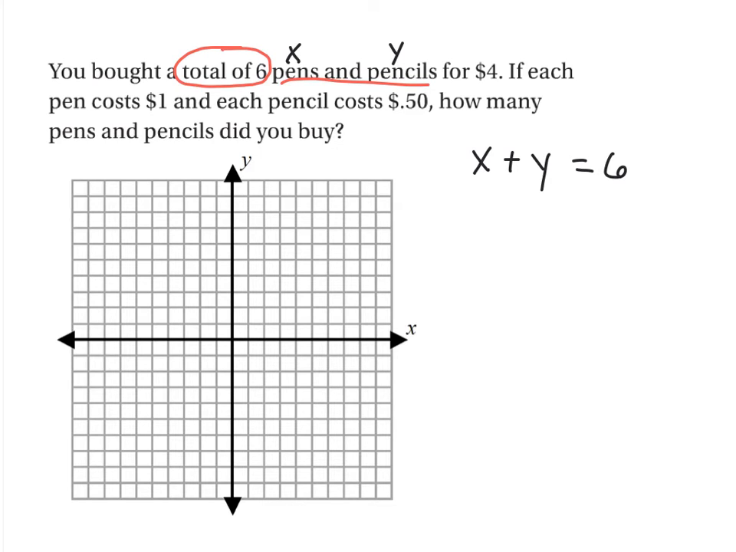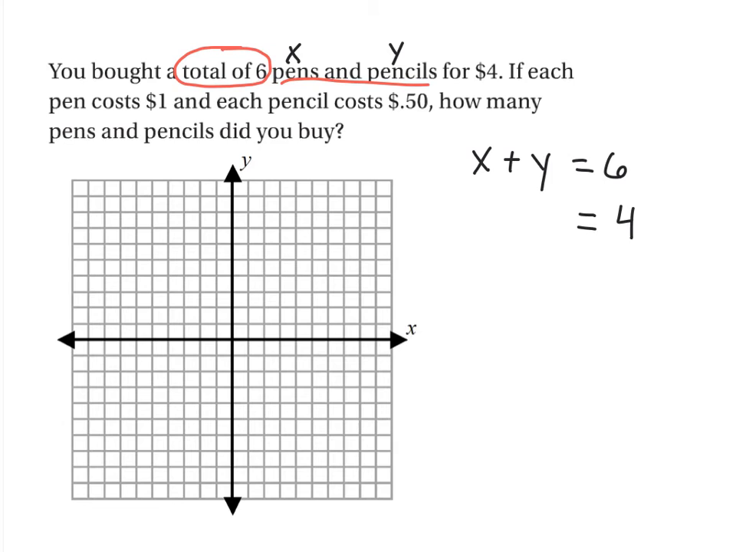Now let's talk money. A pen costs $1. Better be a nice pen. All right? And a pencil costs 50 cents. So, and it says that we spent $4. Total of $4. So let's have that be what it equals, right? It's going to equal $4.